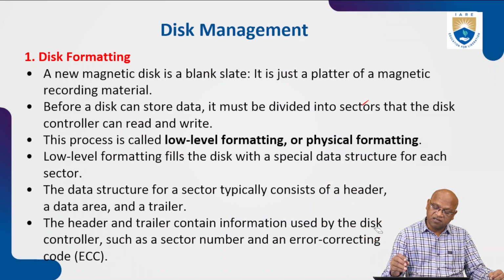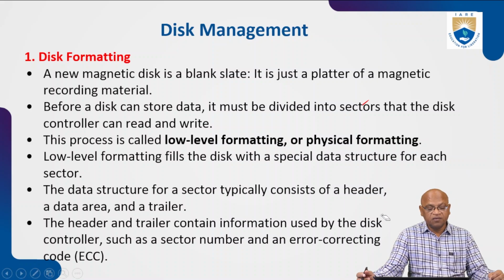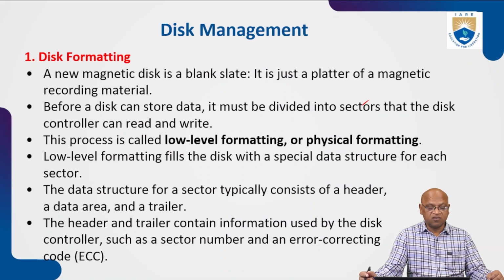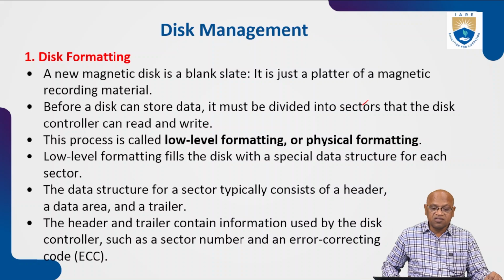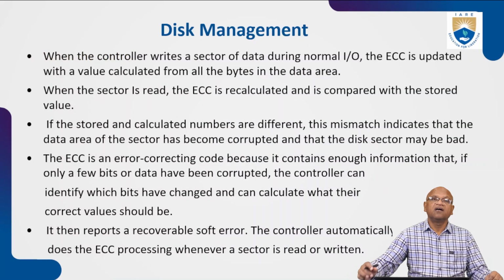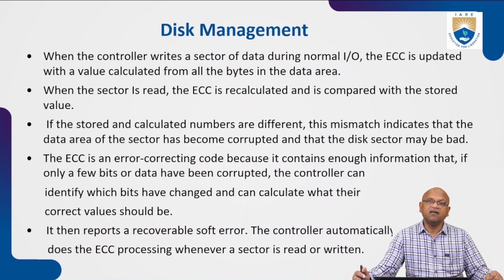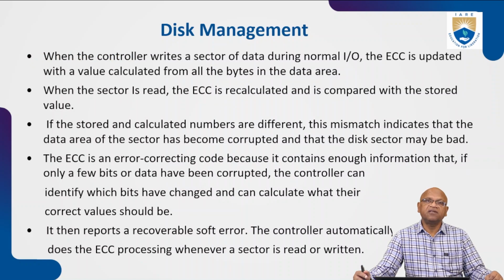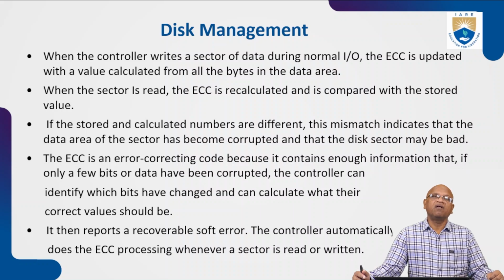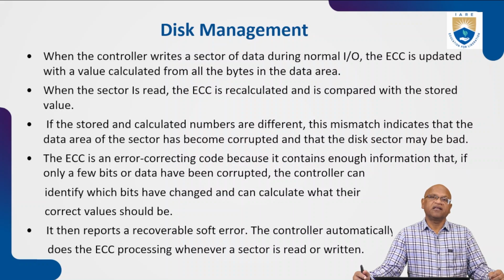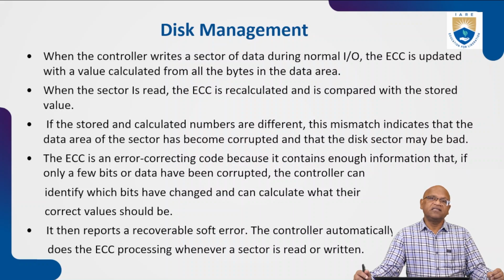So what is happening in the disk? The data structure for a sector typically consists of a header, a data area, and a trailer. The header and trailer contain information used by the disk controller, such as the sector number and the error correcting code, etc. So this is how the disk is maintained. When the controller writes a sector of data during I/O, the ECC is updated with a value calculated from all the bytes in the data area. When the sector is read, the ECC is recalculated and compared with the stored value.